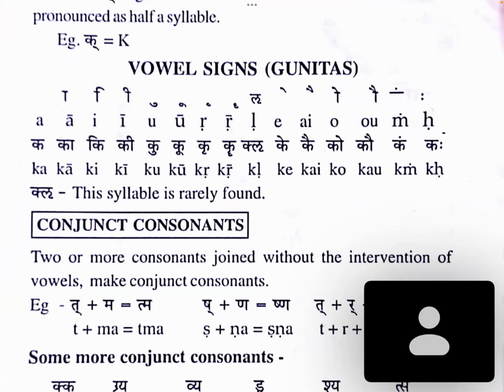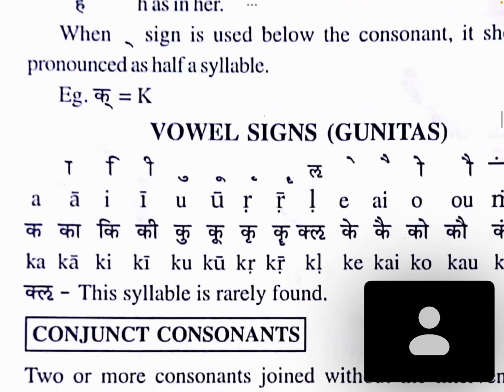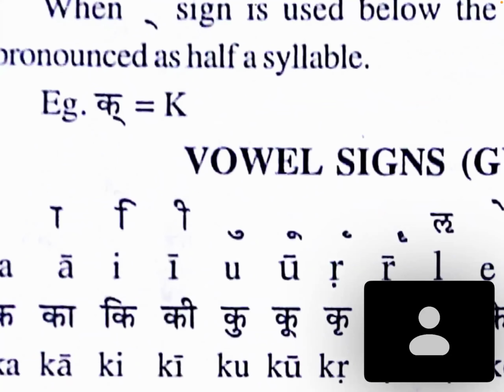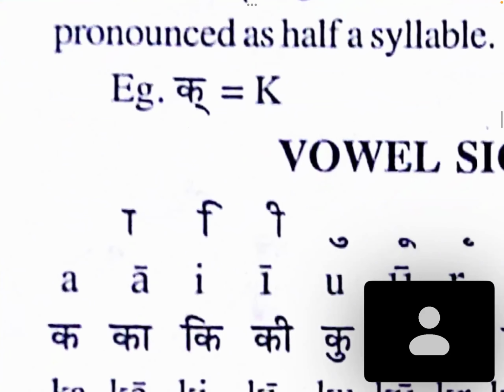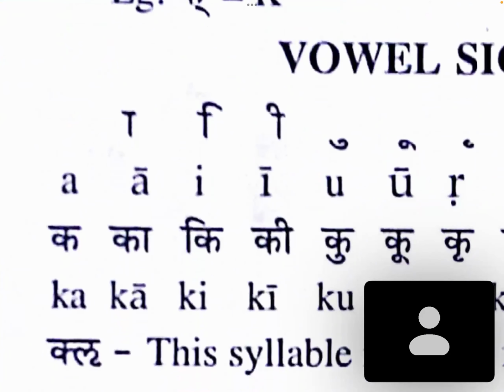Now we will see the Gunitaksharam. What is the Gunitaksharam? Gunitaksharam is when vowels join with the consonants. I told you, the consonant will be only with the halant. It is only half a syllable. This is only half. K is not ka. It is k. But k plus a will become ka.